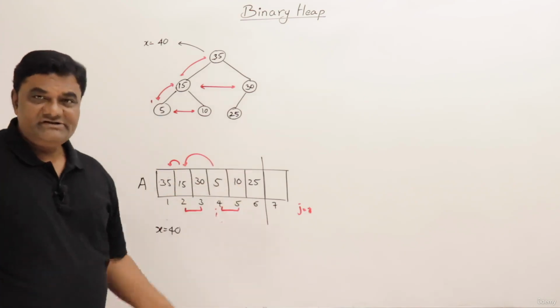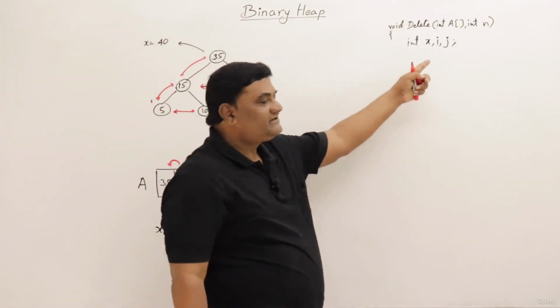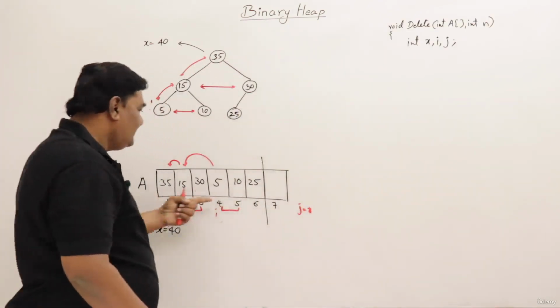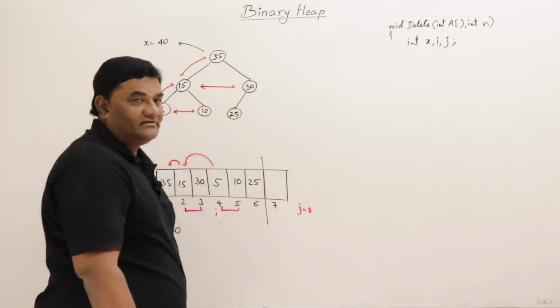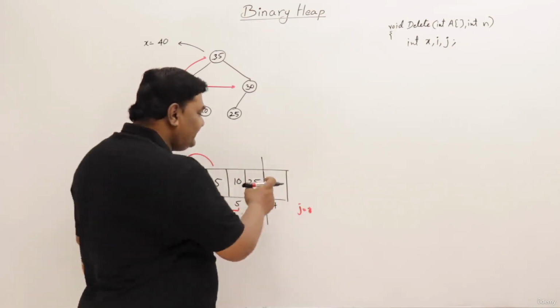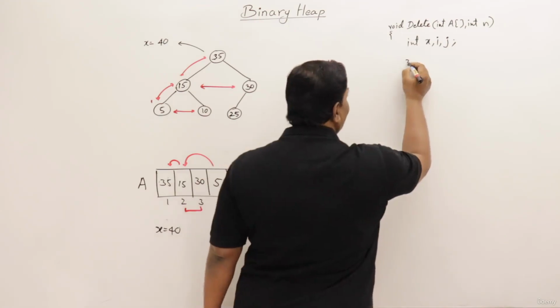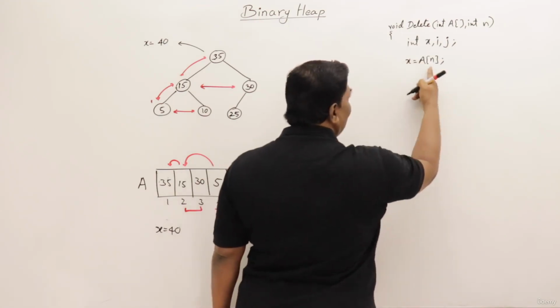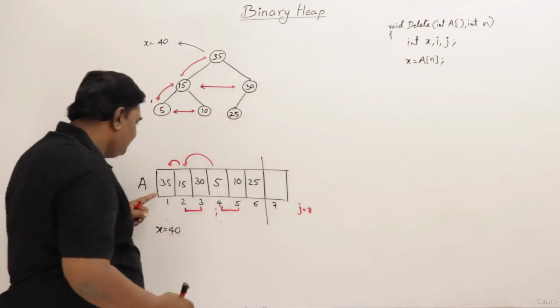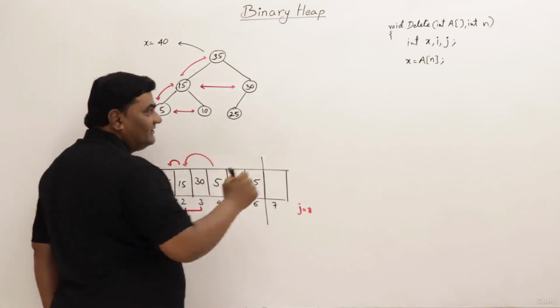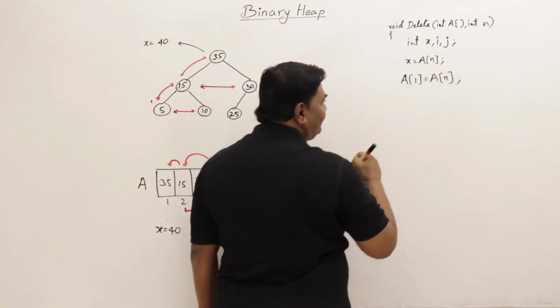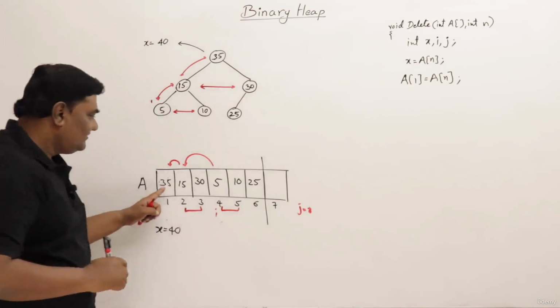I will write the procedure. Here is a delete function which is taking an array, this array, and n is the size, that is the last index, 7. This last index element I will take in variable x. A of n is taken in x. This element is deleted. Then copy the last element at this place. A of n is copied at the first place, that is index 1.